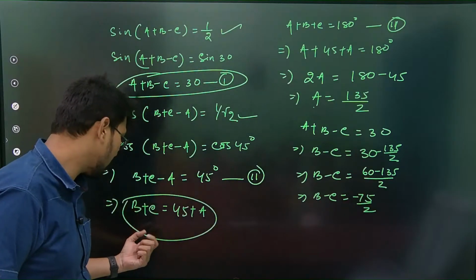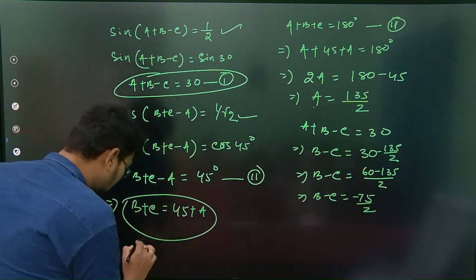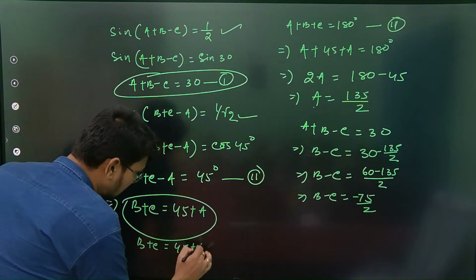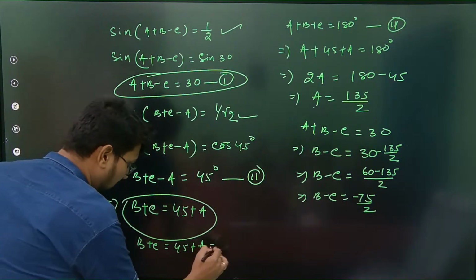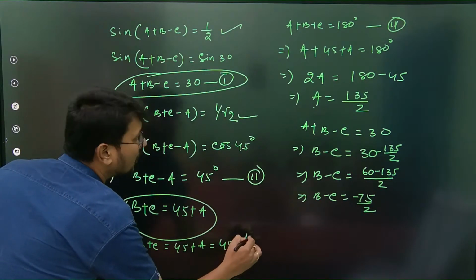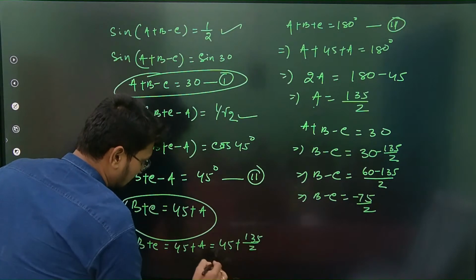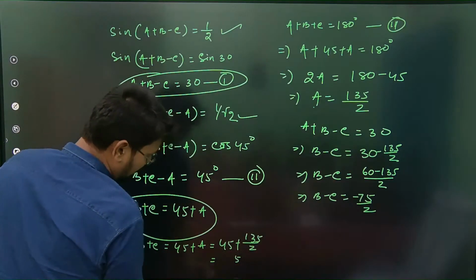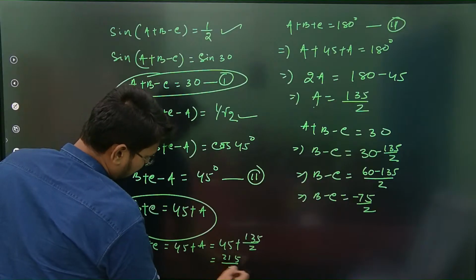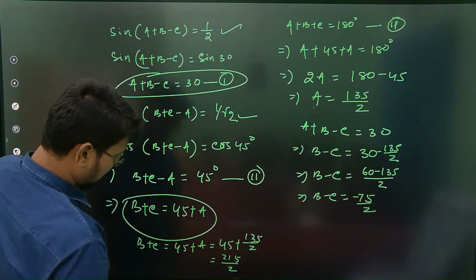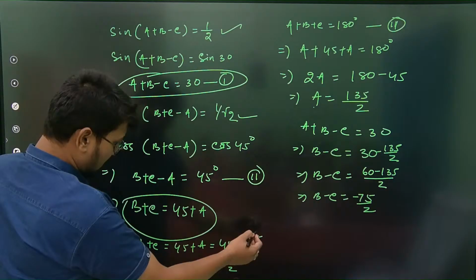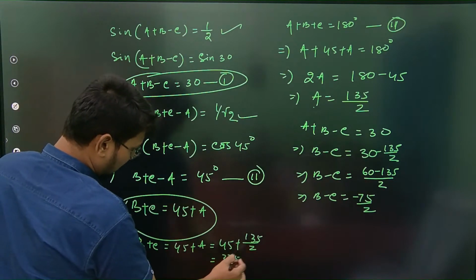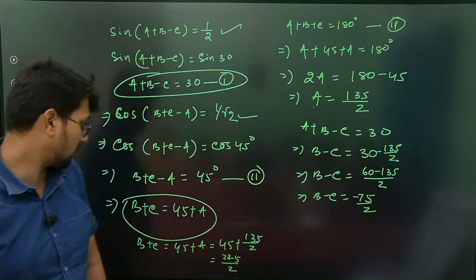We have B plus C. Okay, B plus C is how much? B plus C equals 45 plus A. Clear? 45 plus A is how much? 45 plus 135 by 2. That is 90 plus 135. 90 plus 135 is how much? 225. Right? Everyone? 225 by 2.